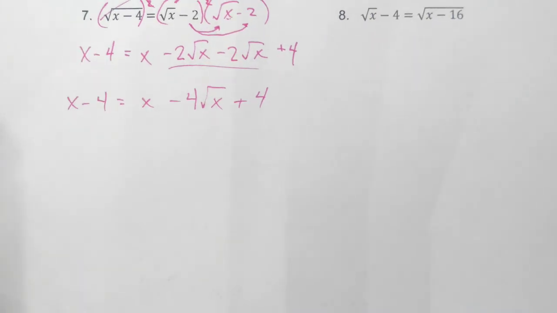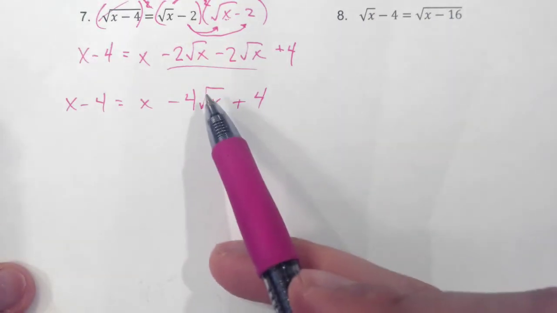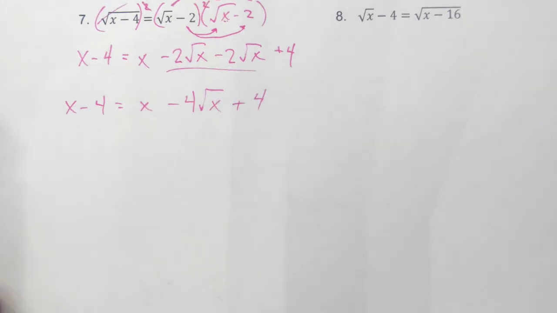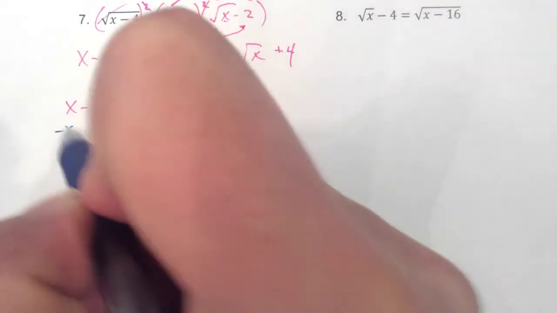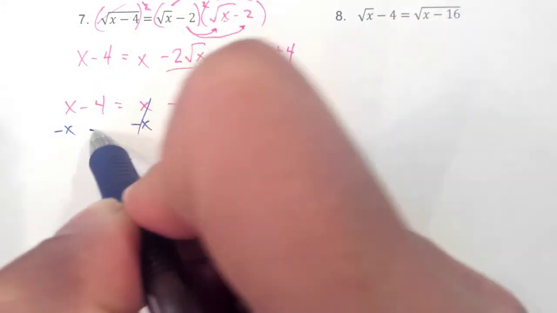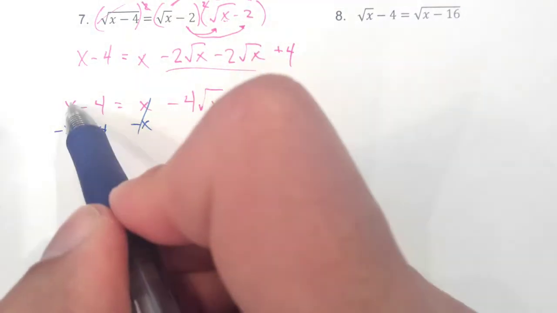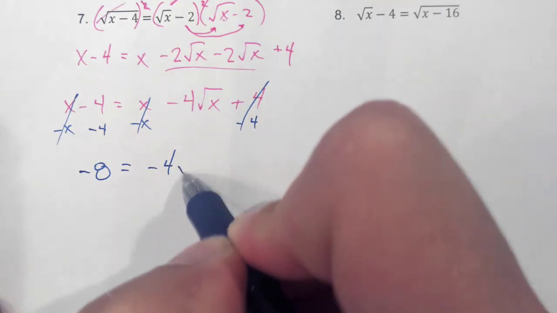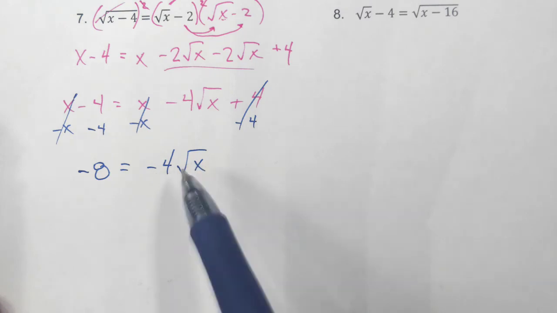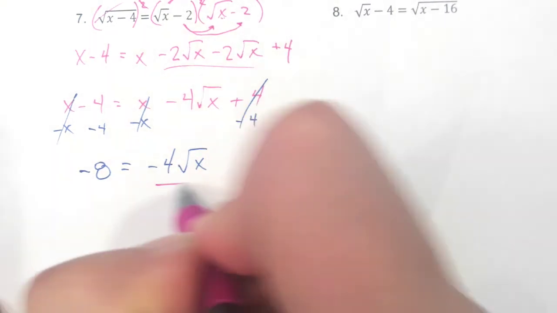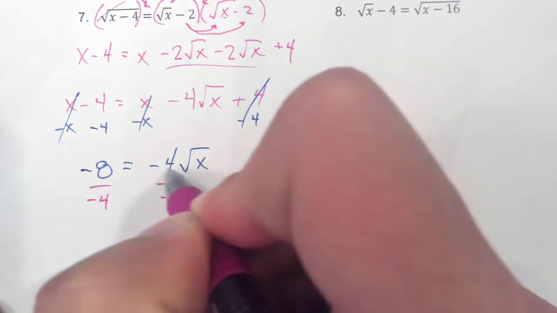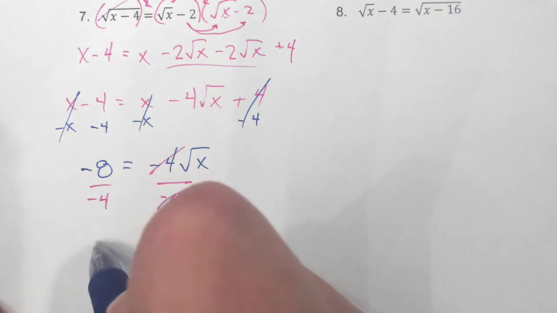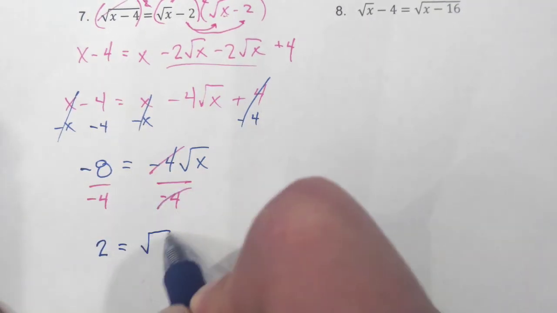Okay. Now I want to get this radical isolated. So my problem still has a radical in it, so I need to get this radical by itself. The first thing you would do is subtract x and subtract 4. So it looks like x minus x, those are going to cancel out too. I would have negative 8 equals negative 4 square roots of x. That radical is almost isolated. The only thing left to get it by itself is to divide by negative 4. Those cancel on the right. What's negative 8 divided by negative 4? That would be a positive 2. 2 equals the square root of x.